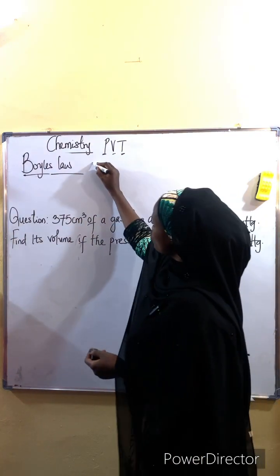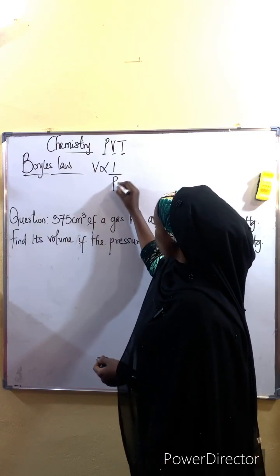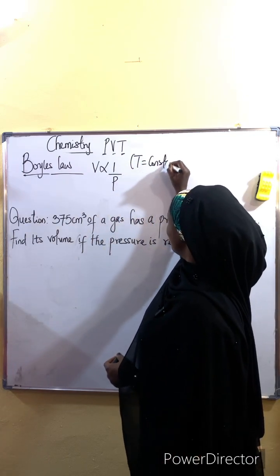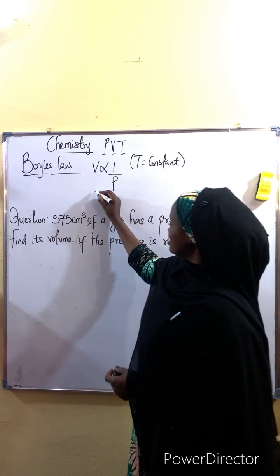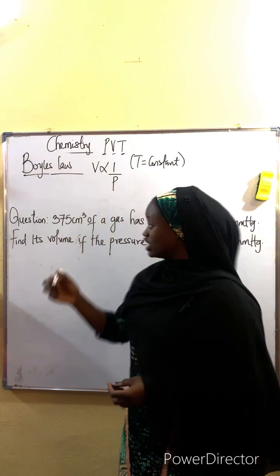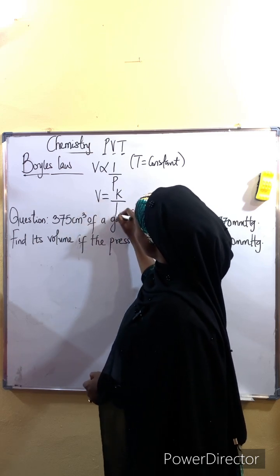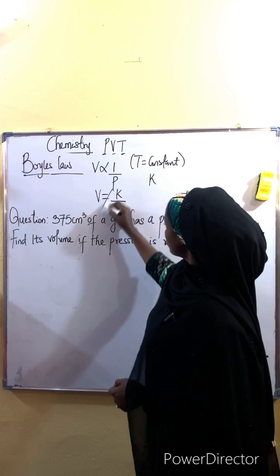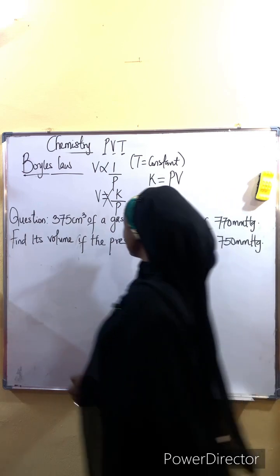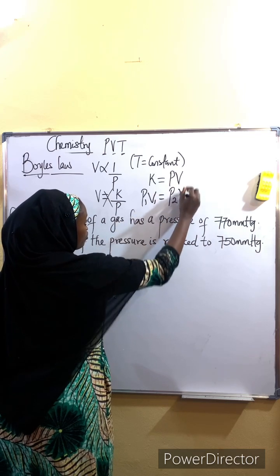It states that the volume of a given mass of a gas is inversely proportional to the pressure, provided that what? Temperature is equal to what? Constant. So mathematically, let's introduce the sign of constant of proportionality. This is the same as saying that V is equal to K over P. Then when we cross multiply, K is equal to PV. So this means that P1 V1 is equal to P2 V2.